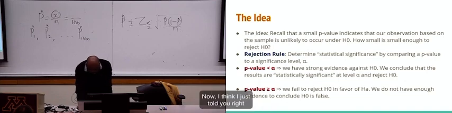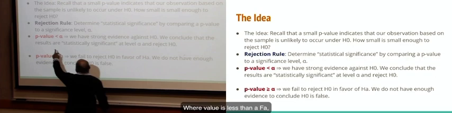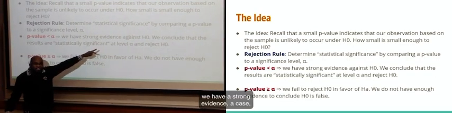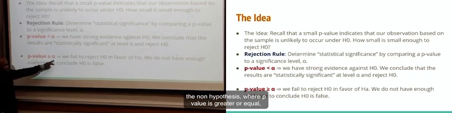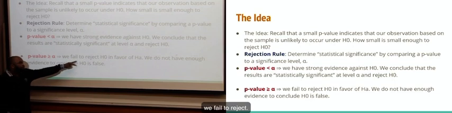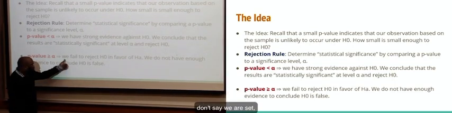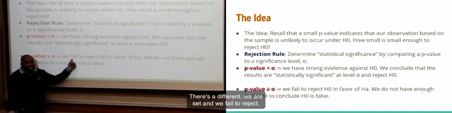Okay. Now, I think I just told you, when the p-value is less than alpha, we have strong evidence against the null hypothesis. Then when the p-value is greater than or equal to alpha, we fail to reject. Now there's something I'm going to tell you. Don't say we accept. There's a difference between we accept and we fail to reject.